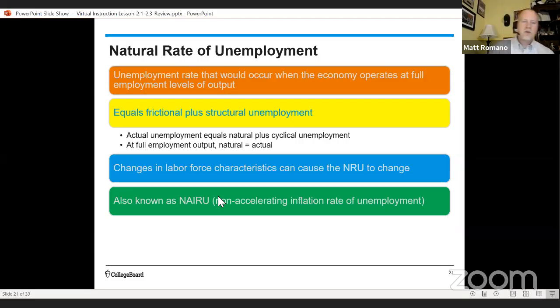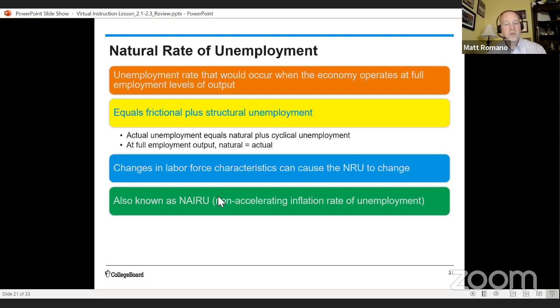Last thing, and I know you know this because even in the series of videos we've been doing the last couple of weeks, we've talked a good bit about this, in particular with the long-run Phillips curve. What is the natural rate of unemployment? A number of different ways to define it. The first one, unemployment rate that would occur when the economy operates at full employment levels of output. Remember, we're assuming at full employment that all resources are being utilized in their most productive capacity and their most efficient means. Well, that would mean we're at the natural rate of unemployment as well.